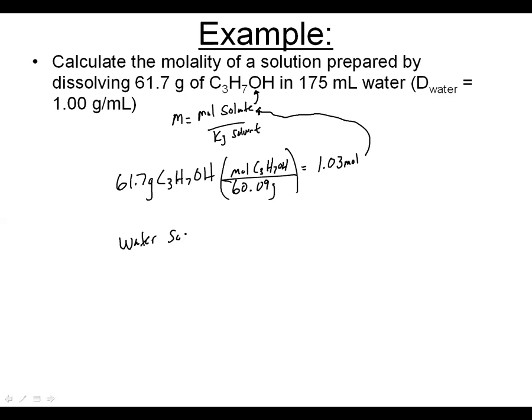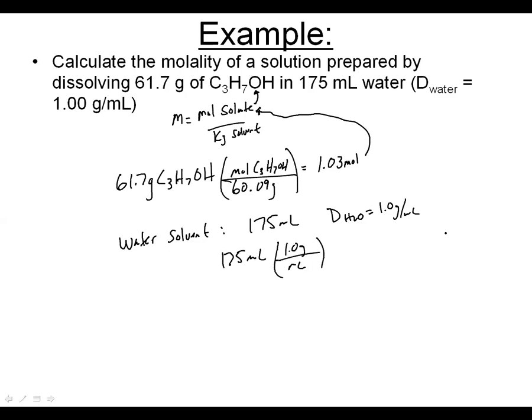And we're given that it's 175 milliliters, and the density of water is 1 gram per milliliter. That's what's going to convert us into grams. So it's a pretty simple calculation there. 175 milliliters, we're going to multiply it by 1 gram per milliliter. That's going to give us 175 grams of water, which is our solvent.